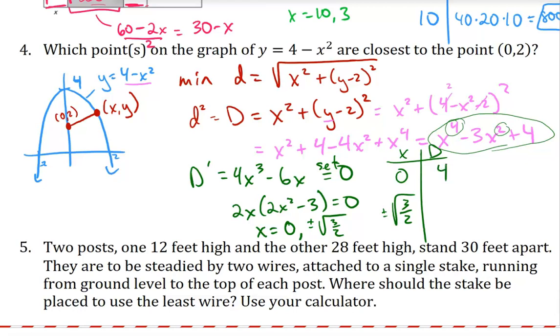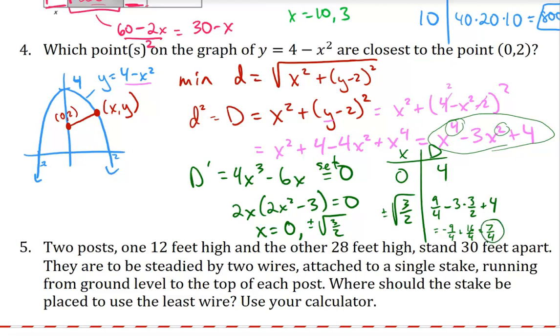If I plug root 3 over 2 in here, I get root 3 over 2 to the 4th, which would be 9 over 4, minus 3 times root 3 over 2 squared, which is 3/2, plus 4. So that's going to be 9 over 4 minus 18 over 4, which is negative 9 over 4. I'm going to come down here. Negative 9 over 4 plus 16 over 4 gives me 7 over 4, which either way is less than 0. So, oh wait, hold on. Nope, closest. I want a minimum distance, so this is what I want.